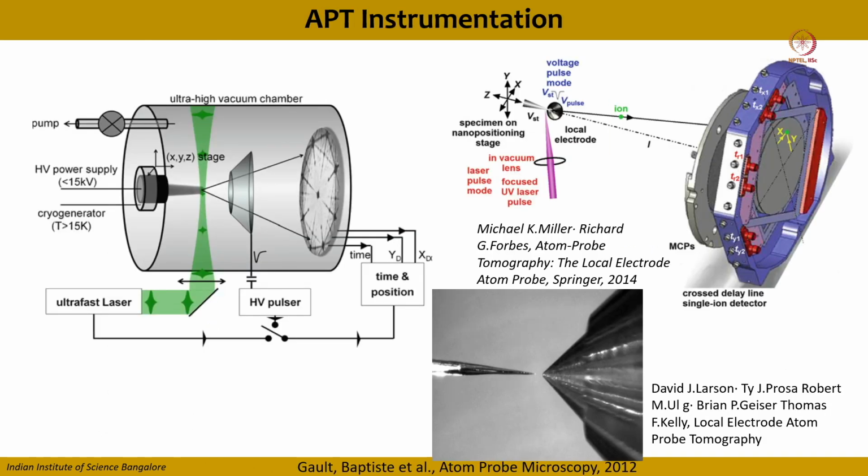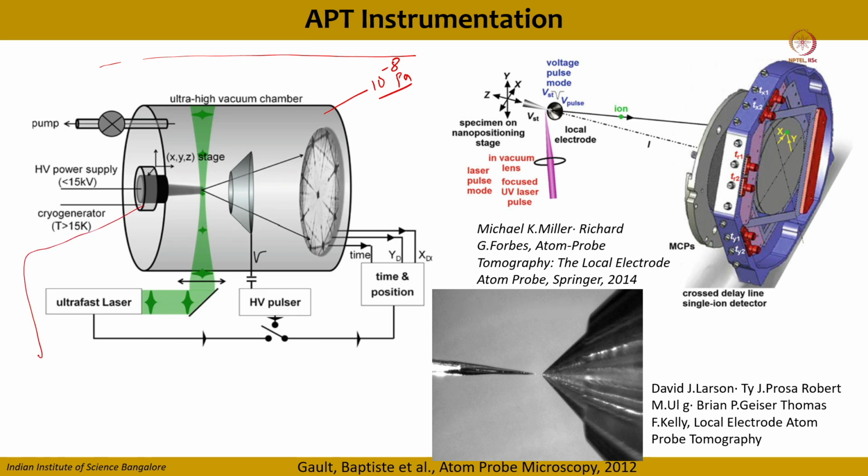Okay, so now coming to the instrumentation part. The APT instrumentation is very similar to FIM. On the left side you can see a simplistic schematic diagram. Similar to FIM, there is an ultra high vacuum chamber at a pressure of 10 raised to power minus 8 pascals.